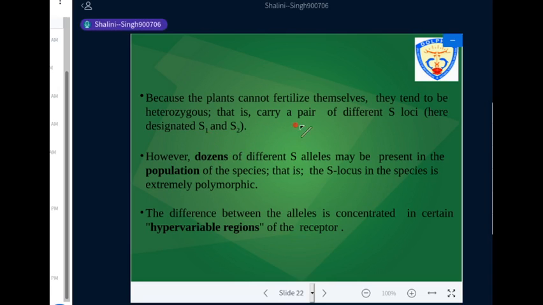Because the plants cannot fertilize themselves, they tend to be heterozygous, that is, carry a pair of different S loci, likewise here shown as S1, S2. However, dozens of different S alleles may be present in the population of the species, that is, the S locus in the species is extremely polymorphic. The difference between the alleles is concentrated in certain hypervariable regions of the receptors.